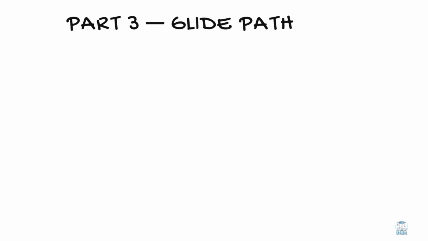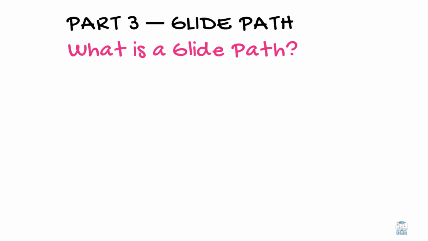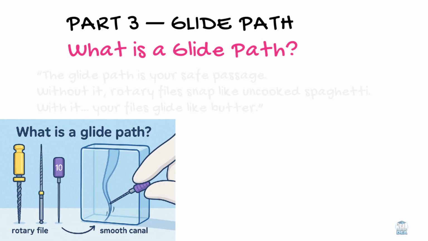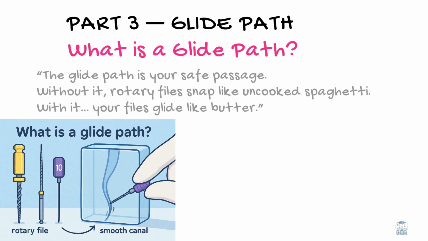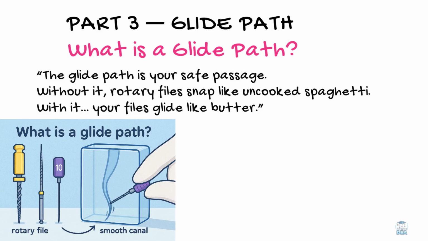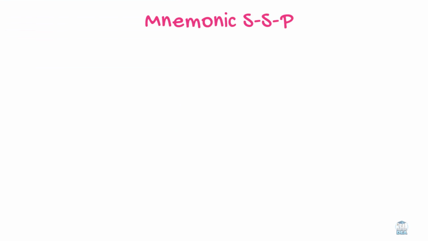Next up, the glide path. This is the highway you build before you let your rotary files drive inside. Without it, rotary files snap like dry spaghetti. With it, they glide smoothly like butter on a warm pan. To create the glide path, remember SSP.